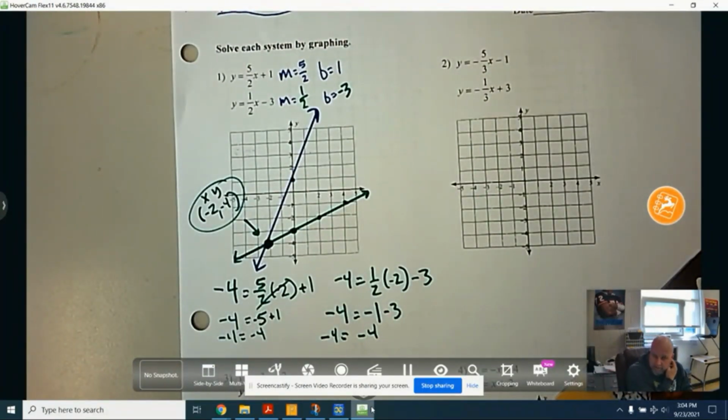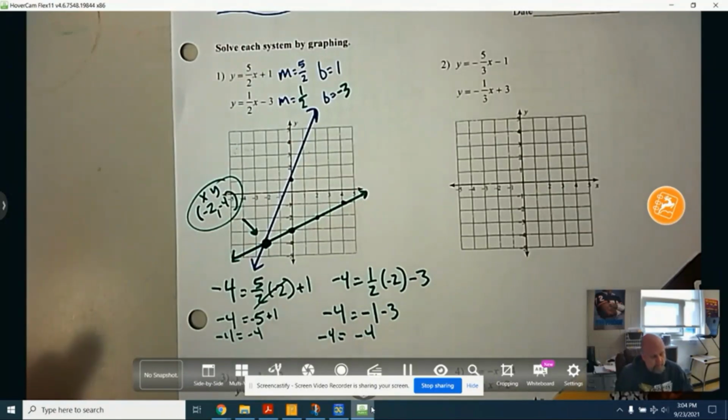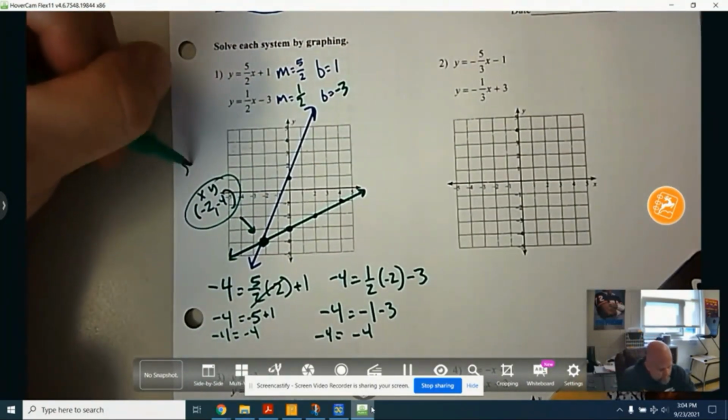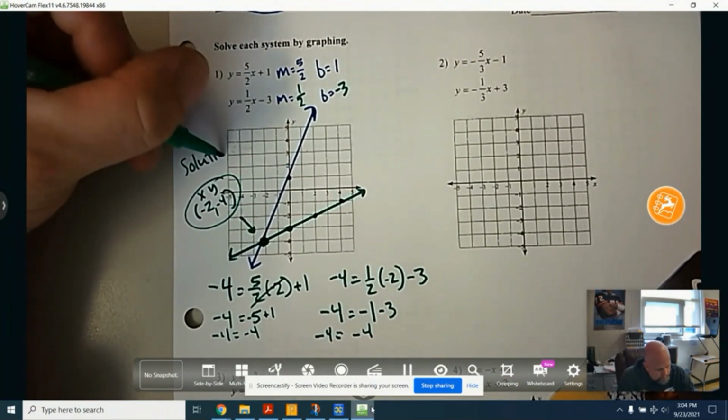So I know that's definitely a point that's found on both lines because it makes your left side equal the right side. And this is what we call our solution.